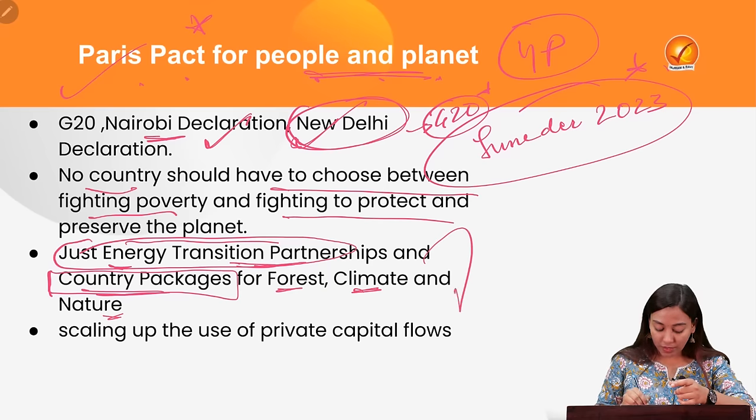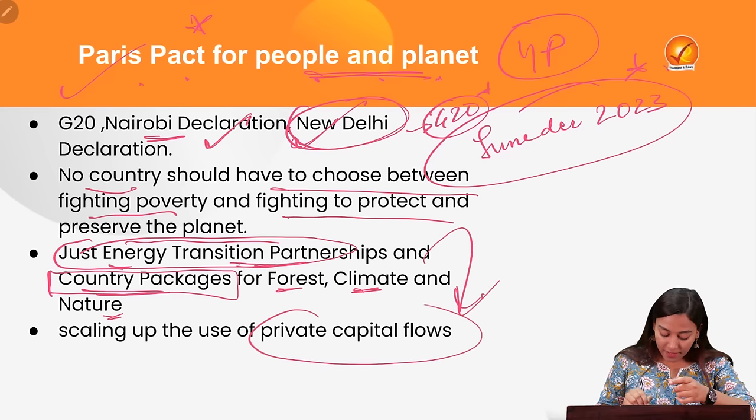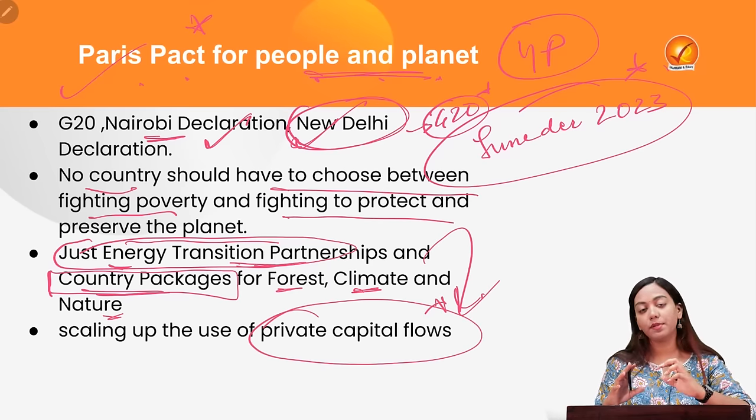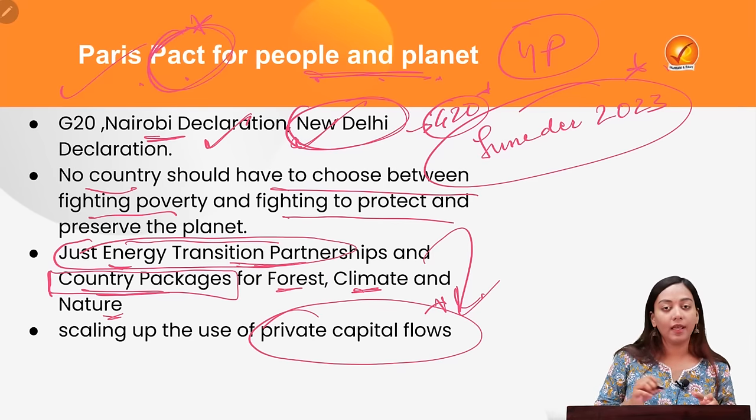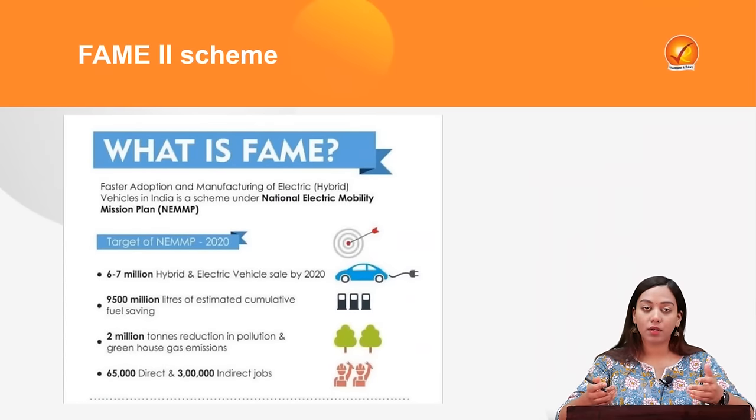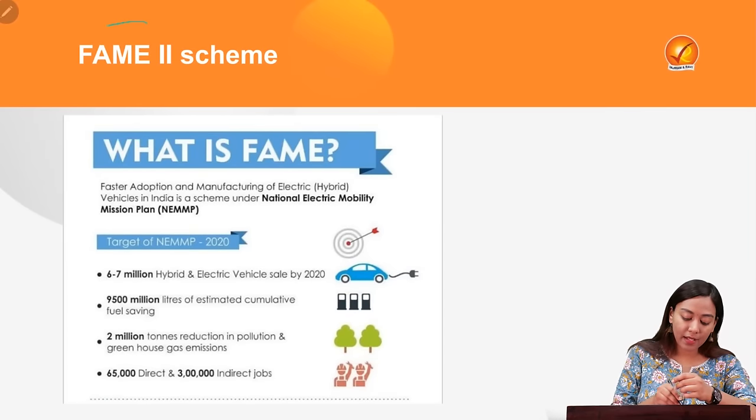It also tries to include private capital flow. So it also enables scaling up of private capital flows, and this is the pact which is running errands now. The next one is a very important scheme coming from Ministry of Heavy Industries.